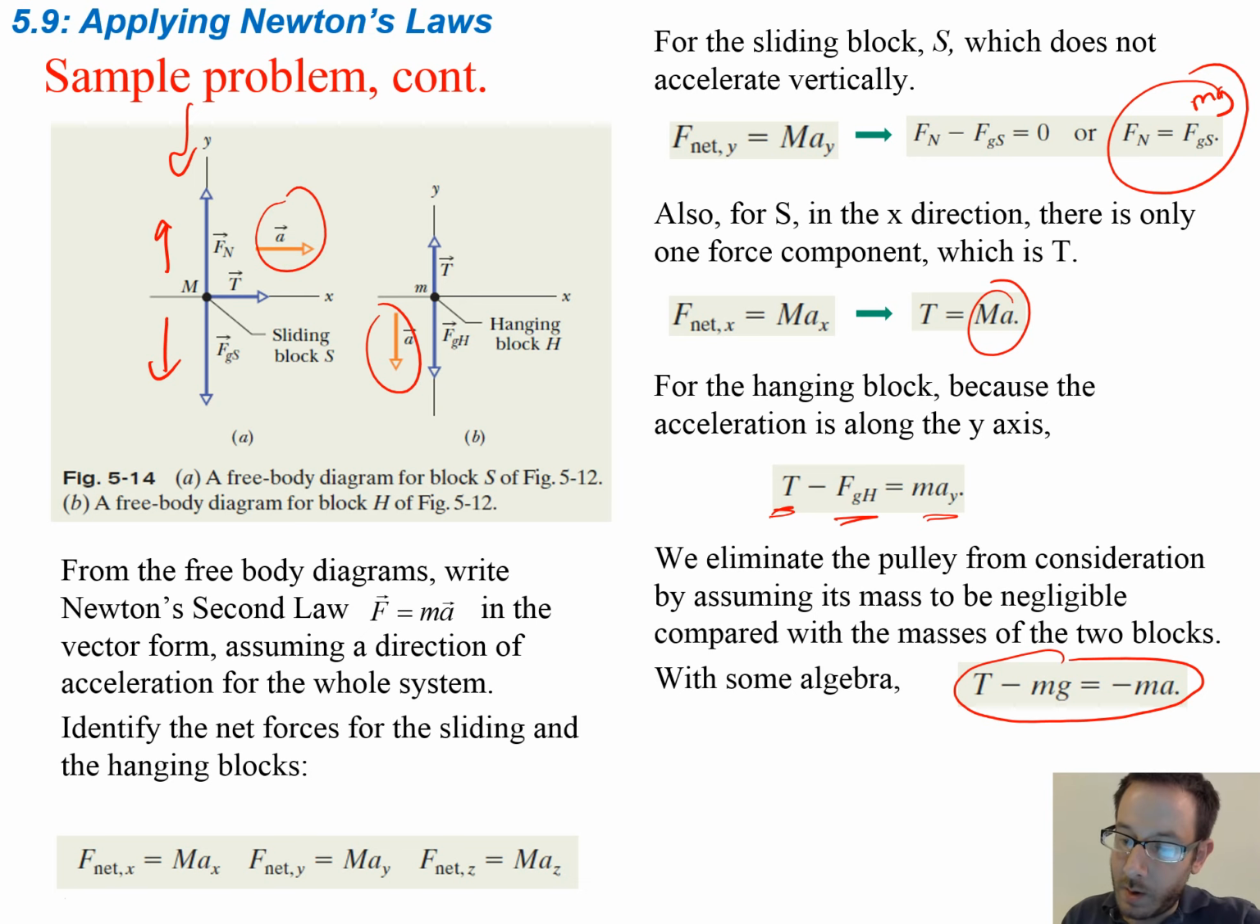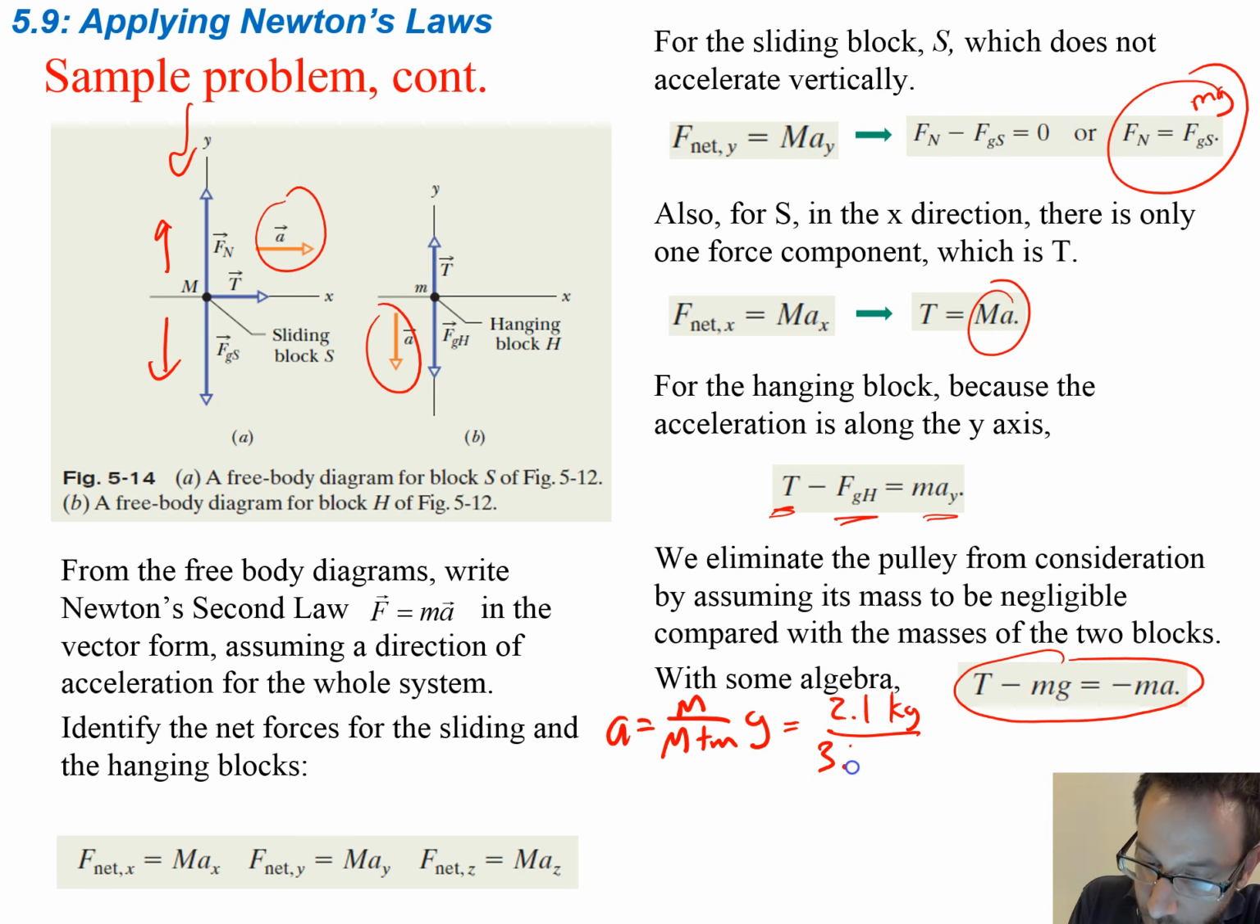So what does that give us? Well, I want to take this equation and solve for a, because what we're trying to do is find the acceleration. All right, so if we do that, we have the acceleration is equal to little m over big M plus little m times gravity. That's equal to 2.1 kilograms divided by 3.3 kilograms times 9.8 meters per second squared. Okay, and then the numeric value for that is 3.8 meters per second squared.